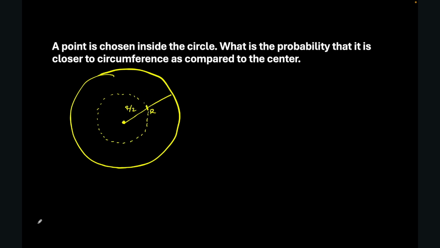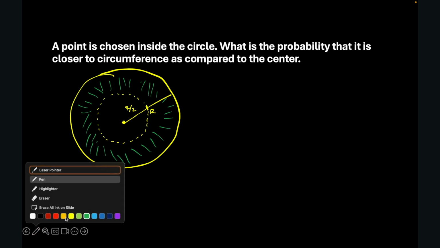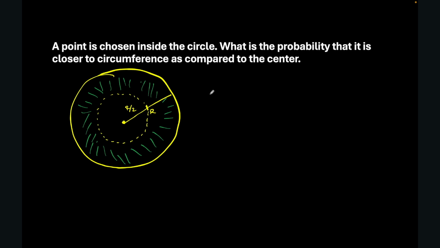So any point, here, let me change the color, any point in this green area will suffice the condition that the question's asking. Because any point in this area beyond the dotted line and inside the circumference is going to be closer to the circumference rather than the center. So this is my situation. Now I just need to convert it into math.